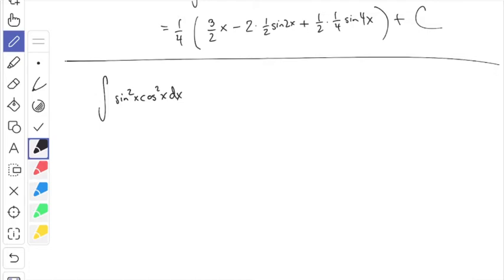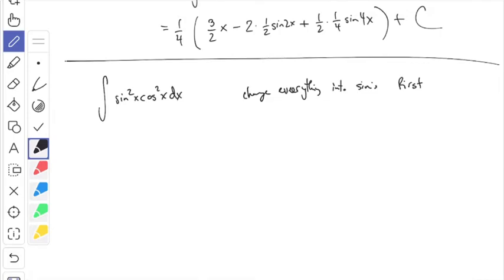You should use those formulas to either change the sine squared into some kind of cosines or change the cosine squared into some kind of sines. There are many ways that you could approach this one, but the way that I'm going to do this is change everything into sines first.